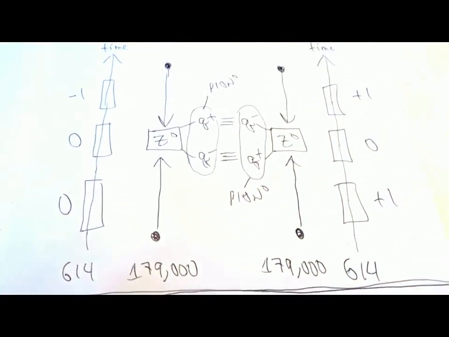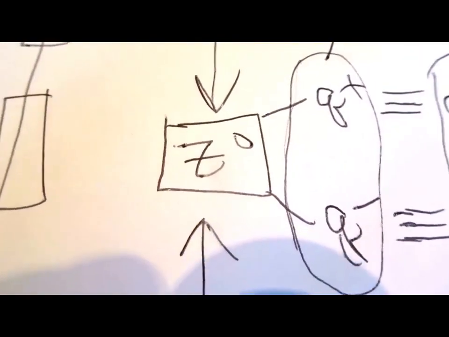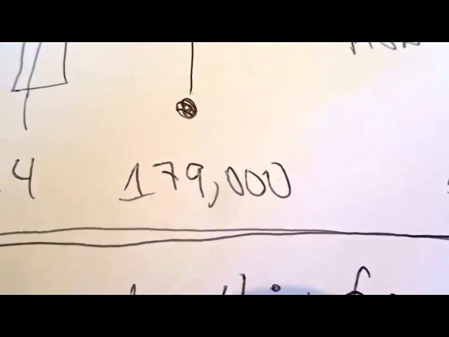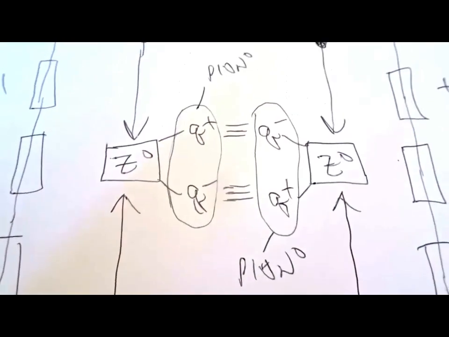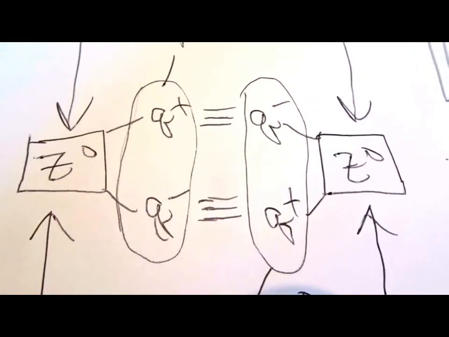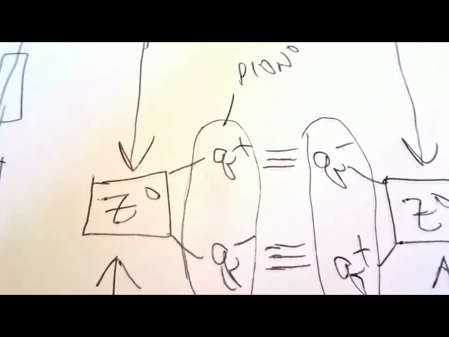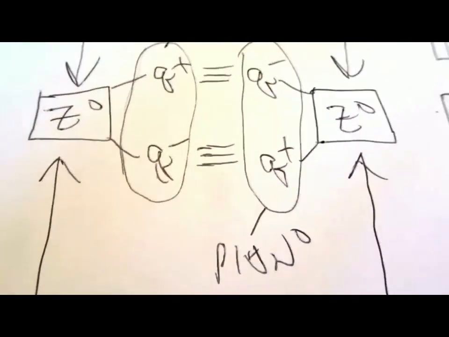Each of these two particles now oscillates to what's called a neutral Z particle, which is an analog of the W, of mass 179,000. And when they do so, those two Z particles can decay very quickly to what are called quark-antiquark pairs. That's the same thing as a pion. Like a Q plus and a Q minus is the same thing as a neutral pion. And they know that neutral pions are involved in the strong nuclear force.